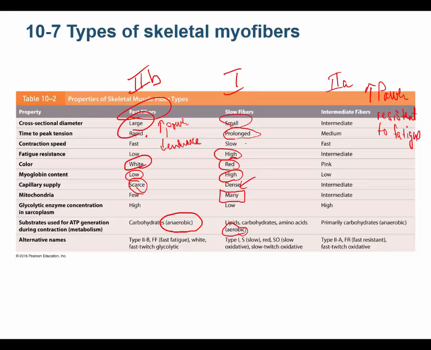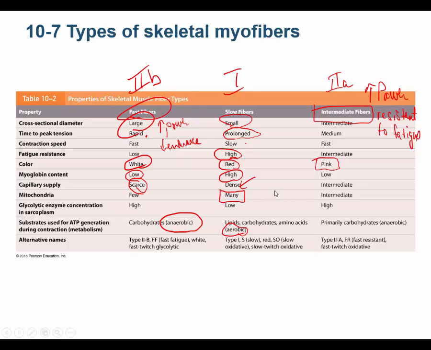And then we have these intermediate fibers, or 2A. And I'm not going to read down through all of these. You can see it. And by the way, look at one thing. They're not red, but they're not white. They're pink. Why? They have a little bit of myoglobin, not none. You know, they have some mitochondria. They don't have dense capillaries, but they're not scarce either. So you can see why they're pink. All right. So those are the 3 types of muscle fibers.